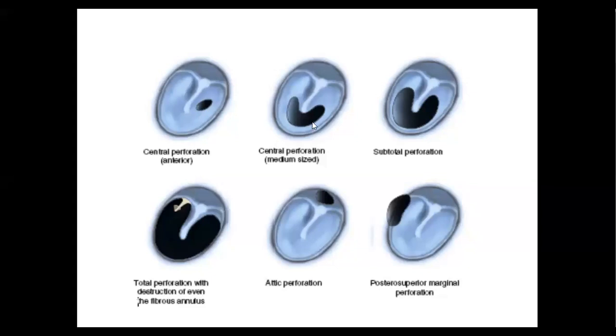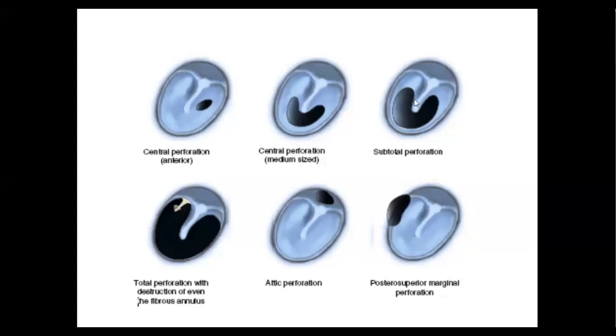Then that is the time you call it medium size. Remember, it is central because it is surrounded by the pars tensa all around. You can see there is a difference. That is, in medium size perforation, it is involving only two quadrants, whereas if it is involving all the quadrants, then you call it subtotal.